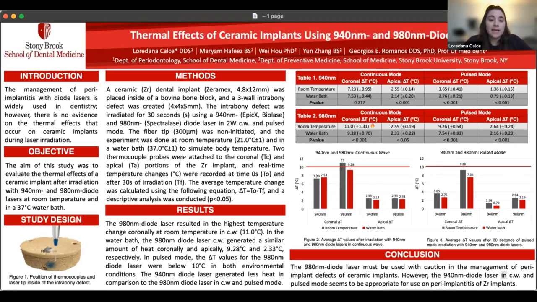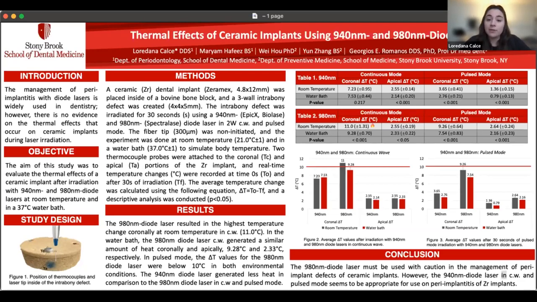Our experiment began with placing a ceramic dental implant inside of an organic bovine bone analog. An intrabony defect was created right beside the implant using a high-speed round burr, and this was to mimic the appearance of peri-implantitis. The intrabony defect was irradiated for 30 seconds using a 940 nanometer and 980 nanometer diode laser in 2 watts continuous wave and also in pulse mode.